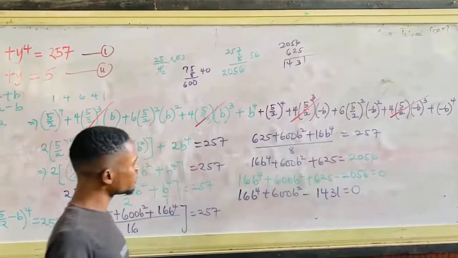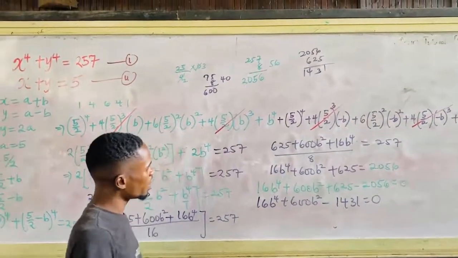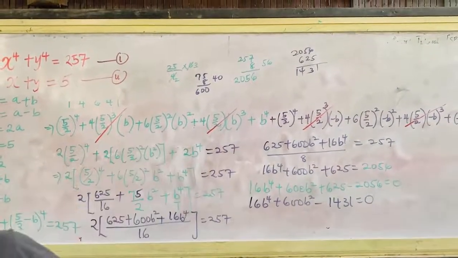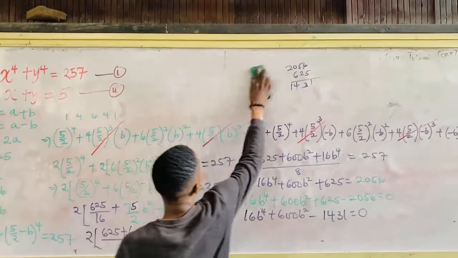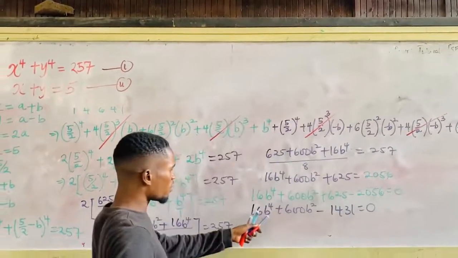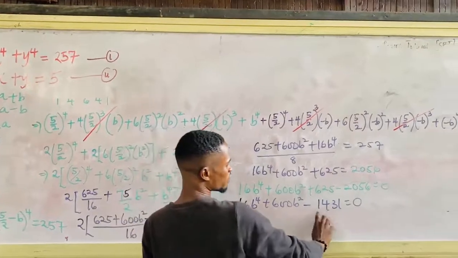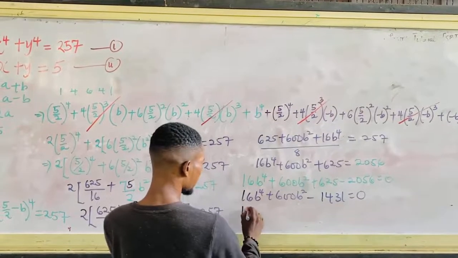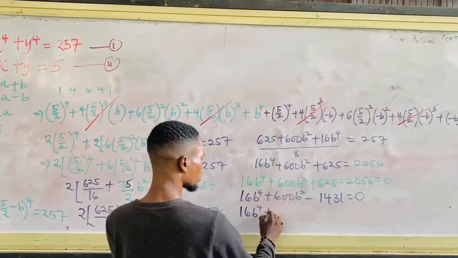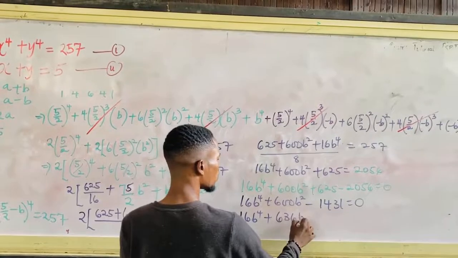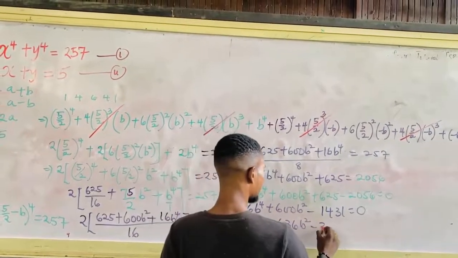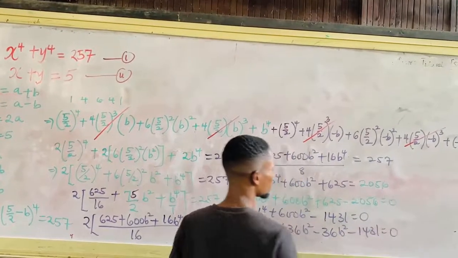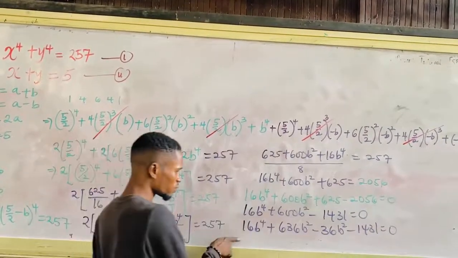Now this is 16b raised to power 4 plus 600b squared minus 1431, which is equal to 0. Now I can write this as 16b raised to power 4 plus 636b squared minus 36b squared minus 1431 equal to 0, which is the same thing, for me to solve this.